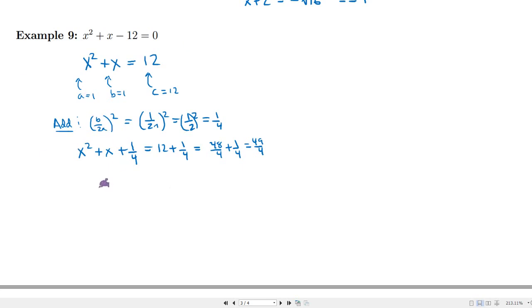And the left-hand side, we can factor that now as x plus a 1/2 squared, right? If you FOILed that out, you would get x squared plus a 1/2 x plus a 1/2 x, which would give us x, plus a 4th, and then this is equal to 49 over 4. And now we take the square root of both sides, and we will have x plus a 1/2 equals plus or minus the square root of 49 over 4, which is plus or minus the square root of 49 over the square root of 4, which is plus or minus 7 over 2.